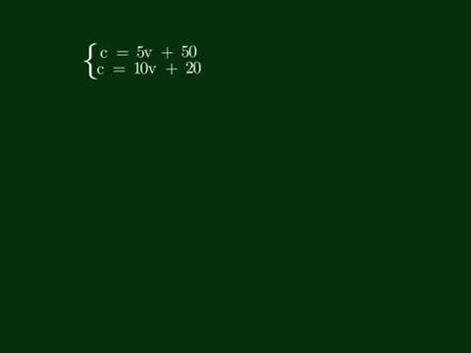So again, here are our two cost equations. And what we're really doing here is using substitution. We can go to the second equation since C is already solved for in the first one. We can replace this C with 5V plus 50, or 50 plus 5V. I just wrote them in slope-intercept form. So 5V plus 50 is equal to 10V plus 20.